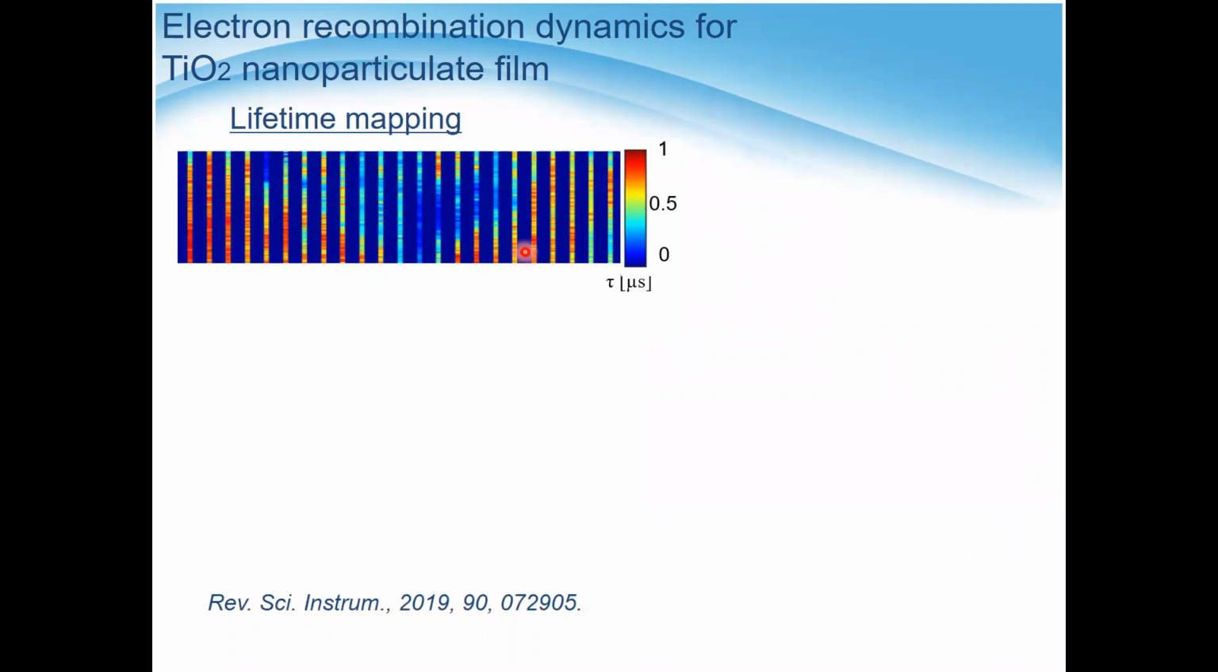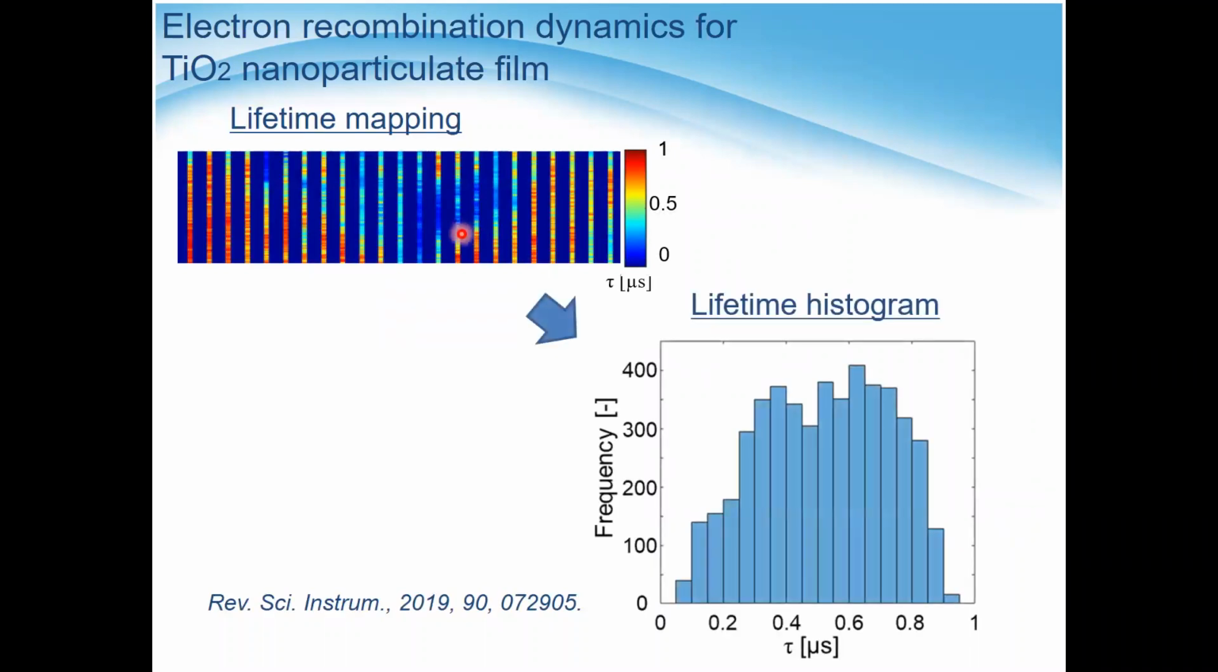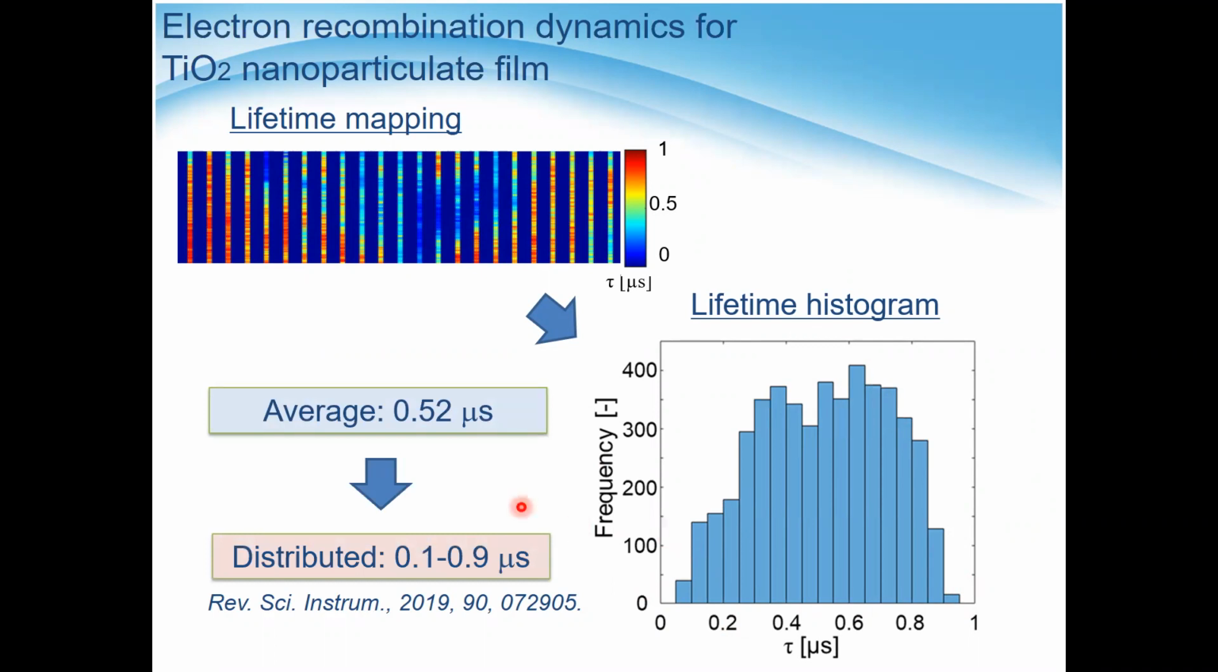And if you look at this lifetime mapping, and the lifetime is mapped out by the histogram, you could see this kind of broad distribution of the lifetime. And we usually use average lifetime, in this case 500 nanoseconds. But actually, the lifetime distribution extended from 0.1 to 0.9 microsecond.